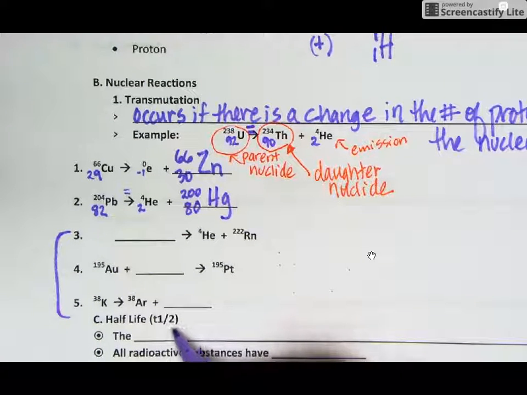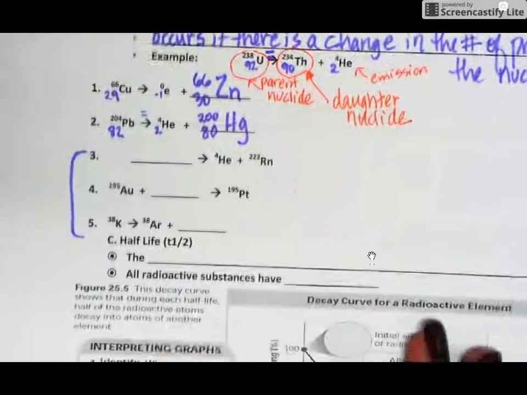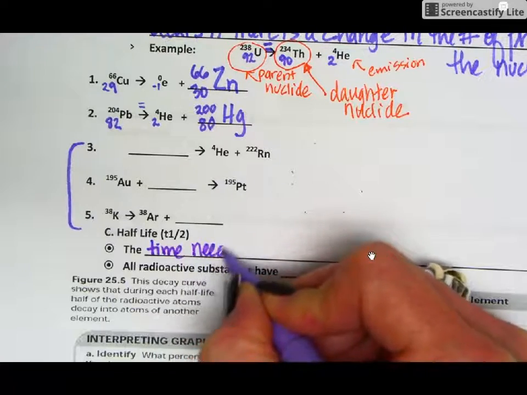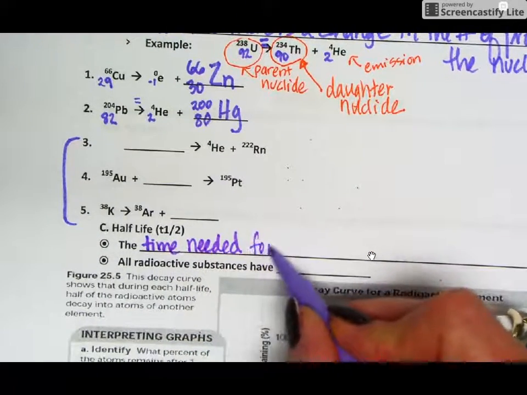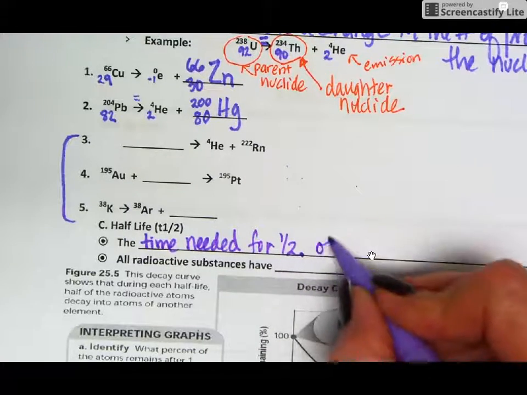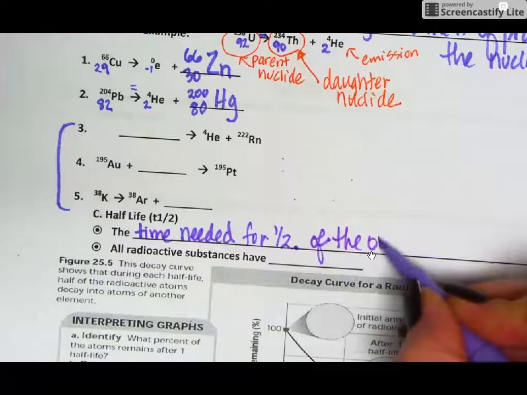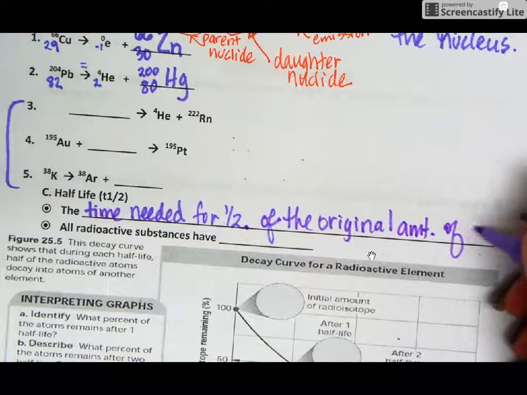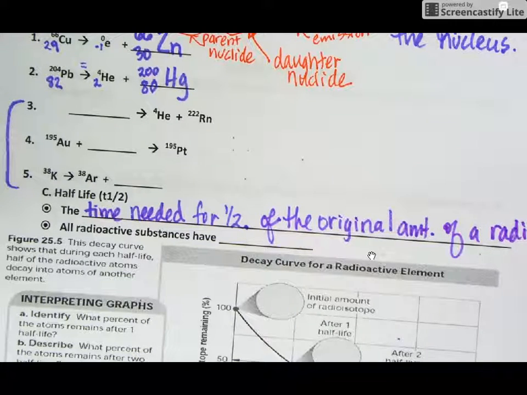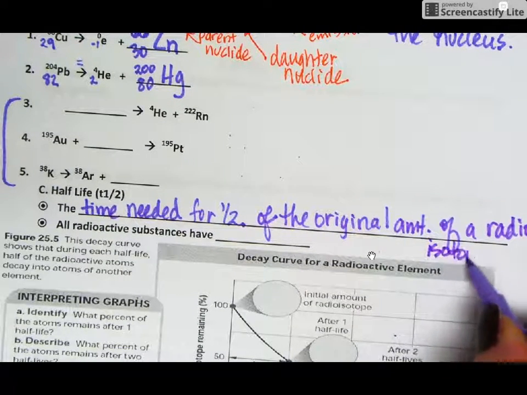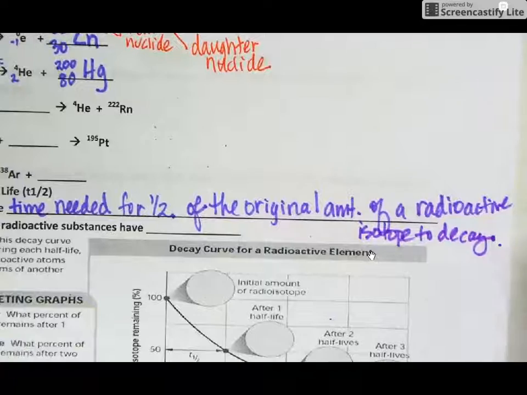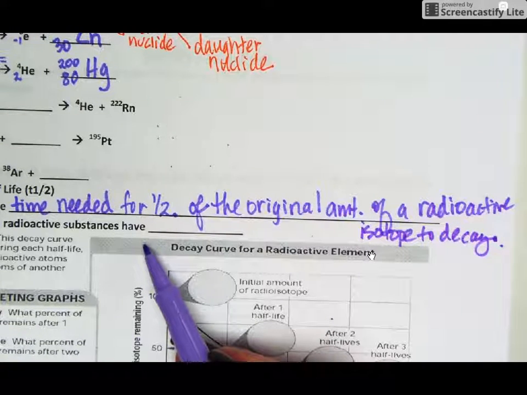Half-life is pretty much what it sounds like. The symbol is T with a 1/2 as a subscript. It is the amount of time needed for 1/2 of the original amount of a radioactive isotope to decay. All radioactive substances have half-lives.